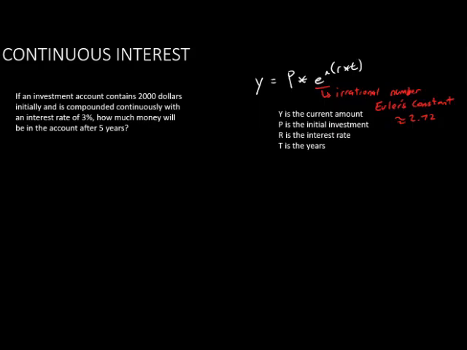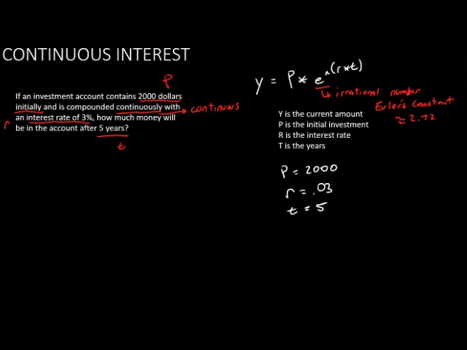Let's try to figure out what our unknown is for this problem. We're given $2,000 initially. Our initial investment is p, and we'll say p is $2,000. It's compounded continuously. The fact that it's compounded continuously tells us to use the continuous formula, not the original compound interest formula. We're also given the interest rate of 3%, that's r, and we're also given a number of years, that's t.